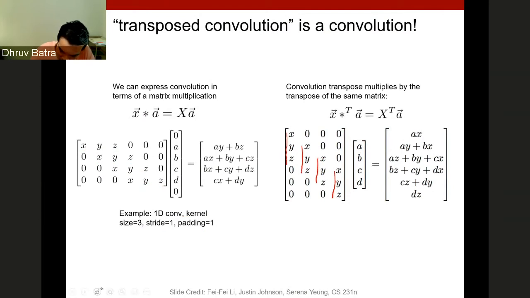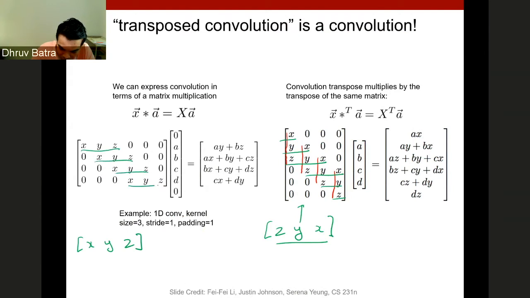Notice, just stare at the rows of this matrix: the rows of this matrix also have a sliding structure. Just like the columns have a sliding structure, the rows also have a sliding structure. And the sliding structure on the rows is almost as if you had constructed this for a filter which was z, y, x. So the filter that is sliding on the rows of this matrix is z, y, x. The filter that was sliding on the rows of the earlier one was x, y, z, right? So that's what's sliding on the rows of this.